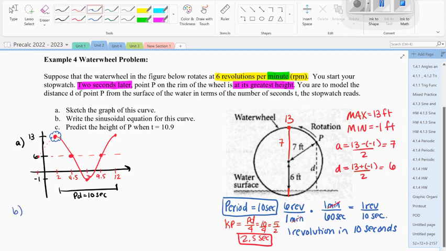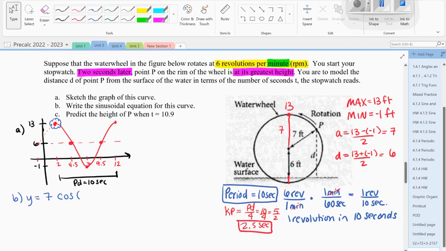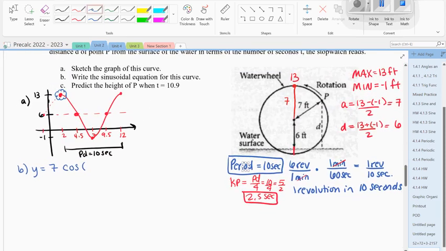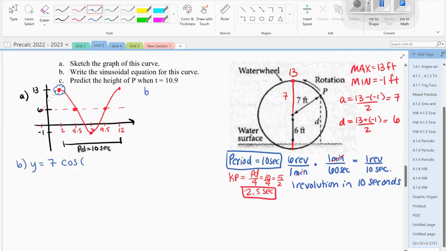So for B, we have y equals our amplitude. So the amplitude of this is 7. It's starting at a maximum, so we don't need a reflection, times the cosine of, and we didn't find our B value, so that's the next thing we want to do. So if our period is 10 seconds, remember that the way that we find the B values, we use B times the period equals 2 pi. So B times 10 equals 2 pi. So that means B is equal to 2 pi divided by 10, which of course is pi over 5.